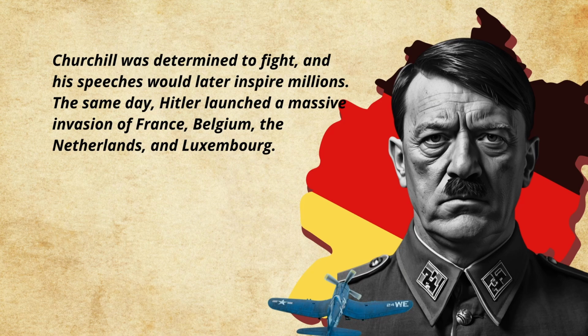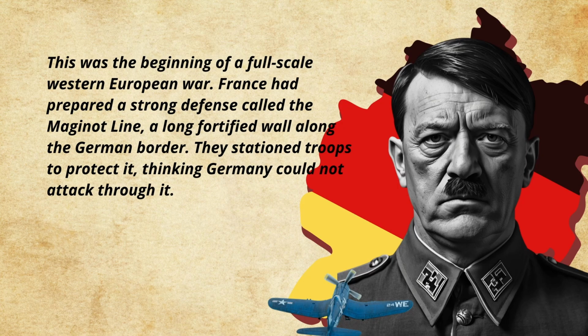The same day, Hitler launched a massive invasion of France, Belgium, the Netherlands, and Luxembourg. This was the beginning of a full-scale Western European war. France had prepared a strong defense called the Maginot Line, a long fortified wall along the German border. They stationed troops to protect it, thinking Germany could not attack through it.